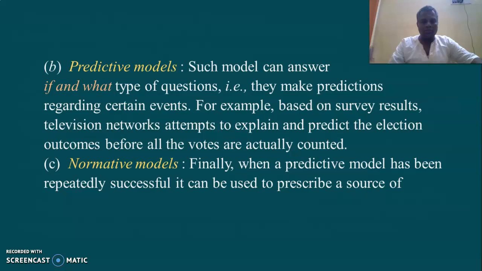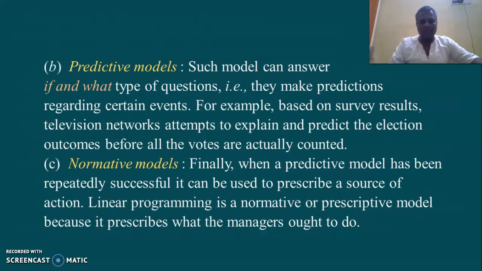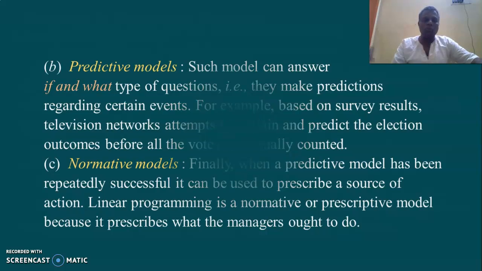Normative models. Finally, when a predictive model has been repeatedly successful, it can be used to prescribe a course of action. Linear programming is a normative or prescriptive model because it prescribes to the managers what to do.